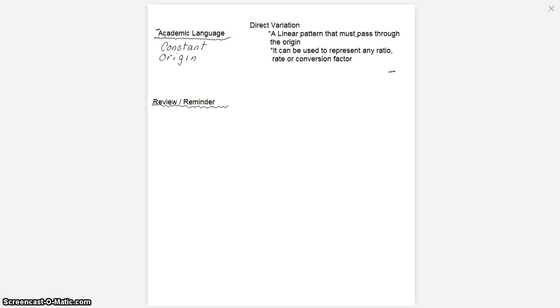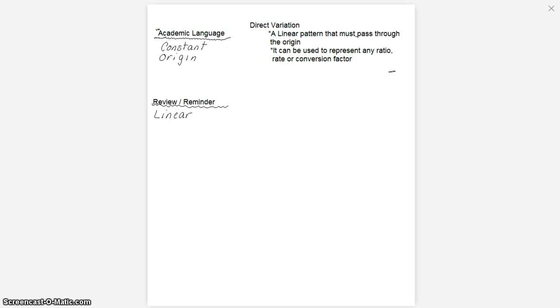I'm going to write down linear under the review for you because you should have been working on that last year. Remember, a linear relationship was a straight line. You could represent it graphically, numerically, or algebraically. What that means is graphically, numerically means as a table, and algebraically means as an equation. So we're going to do that same thing with direct variation. It's a specific type of linear relationship. It can be used to represent any ratio, rate, or conversion factor.